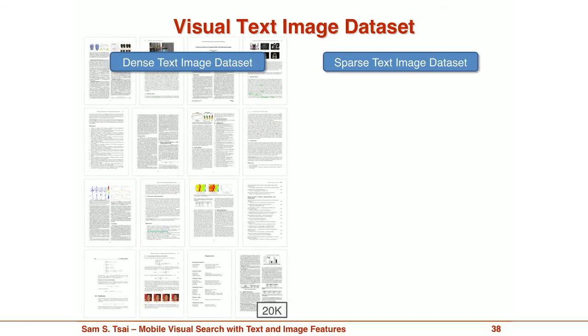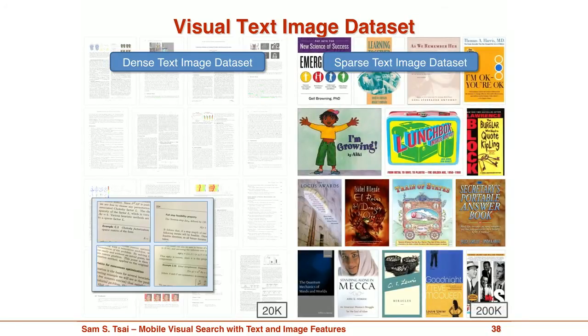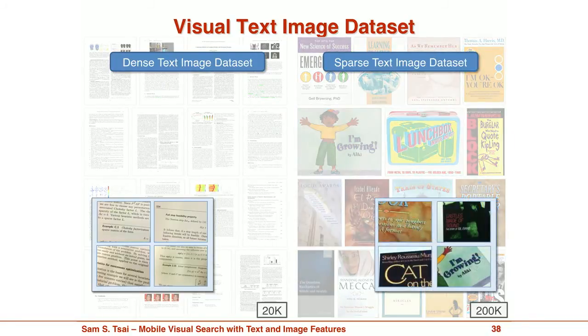One is the dense text image dataset, which consists of 20,000 images gathered from conference proceedings and electronic books. We printed and took 350 images as query images. The other is the sparse text image dataset, which consists of 200,000 images of book covers gathered from the Open Library Archive. Similarly, we took query images of the text regions of the book covers and generated a query image set of 420 images.